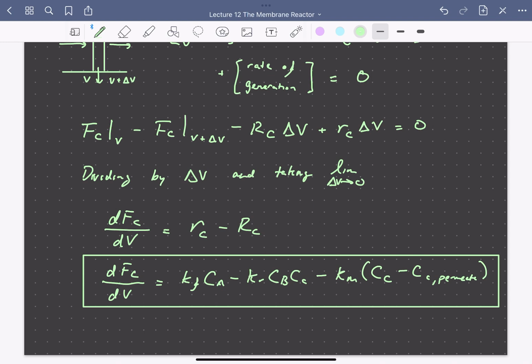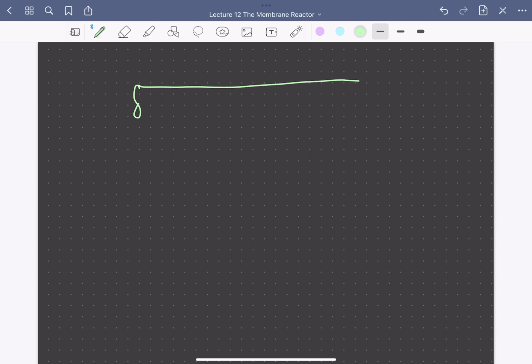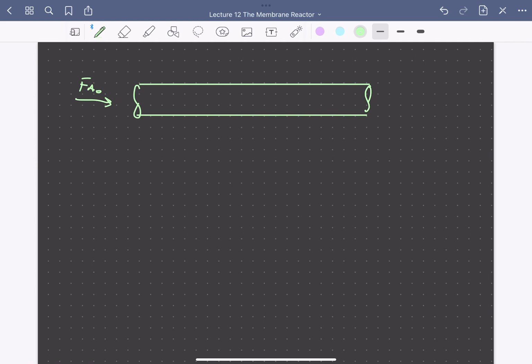So in addition to using membrane reactors to improve equilibrium conversion, they can also be used to enhance selectivity. So for example, if we have a plug flow reactor with semi-permeable walls, where we're feeding some species to the front of the reactor at FA0, we could feed another reactant, say B, along the length of the reactor to keep its concentration low. So this is analogous to adding the reactant continuously in a semi-batch reactor.